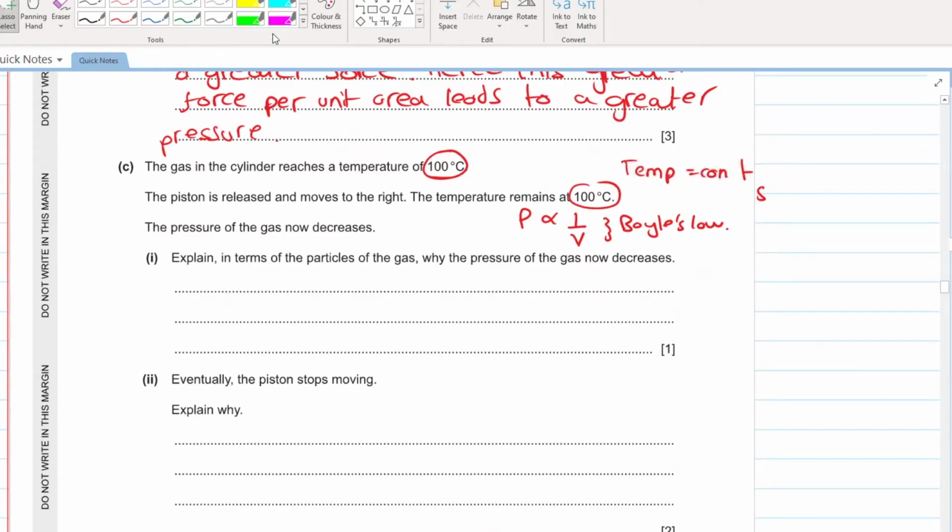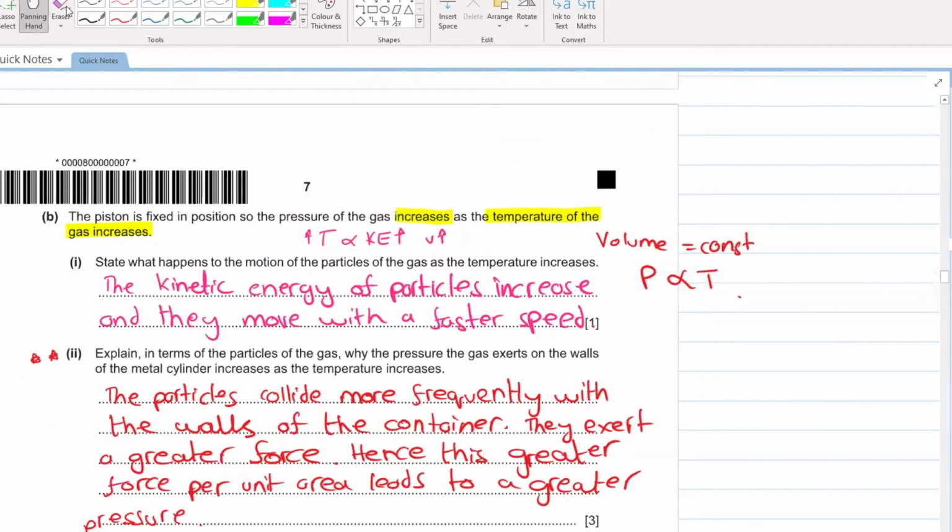I think it's written the same way ahead. What is written ahead? Let's read this again. The gas in the cylinder reaches a temperature of 100 degrees centigrade. The piston is released and moves towards the right. Temperature remains constant. Perfect. The pressure of the gas now decreases. Wow, we have guessed this earlier.